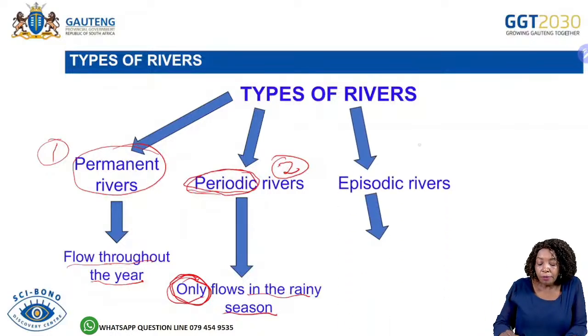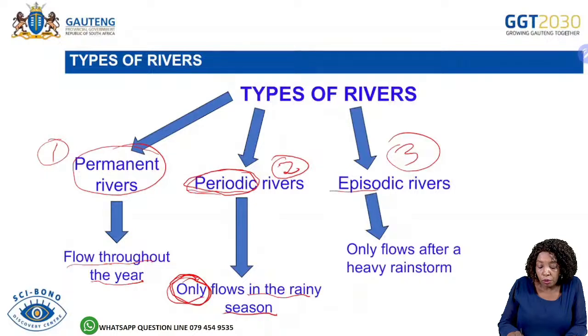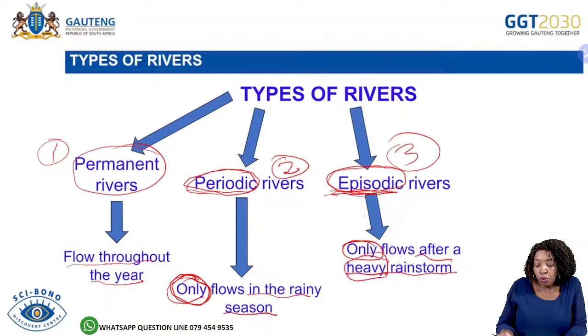And then the third one is the episodic river. Episode. So there's an element of time there also that you can identify here. It only flows after a heavy rainstorm. So when we have an episode of heavy rainfall, then this particular river would have its water flowing because of that heavy episode of rainfall.